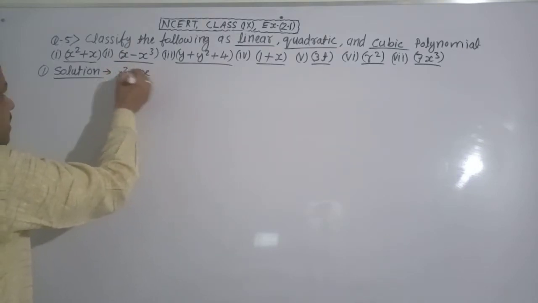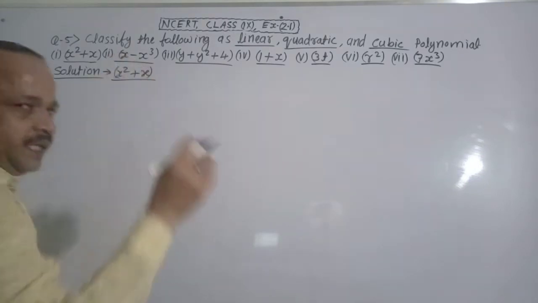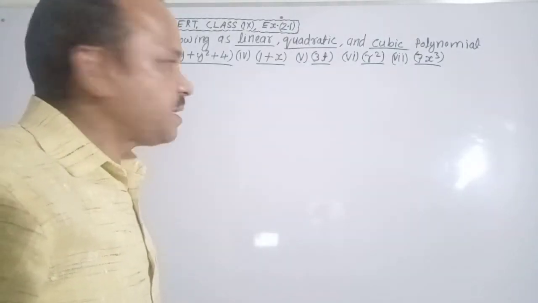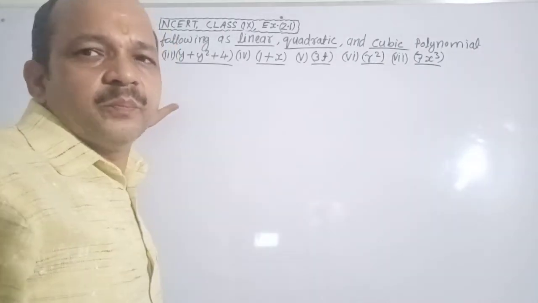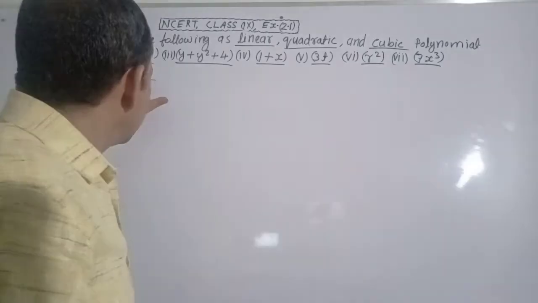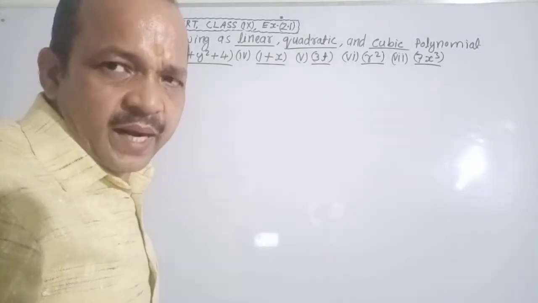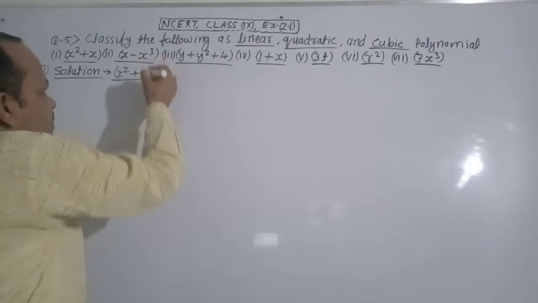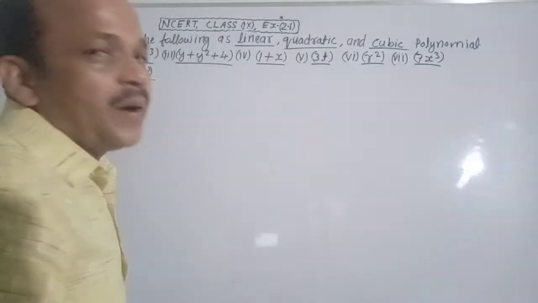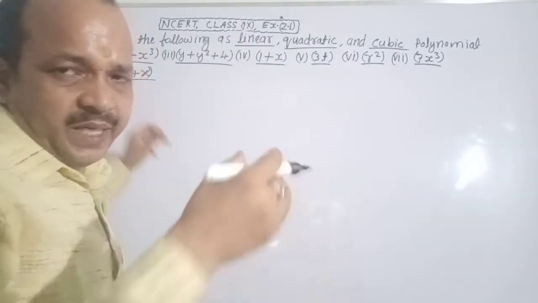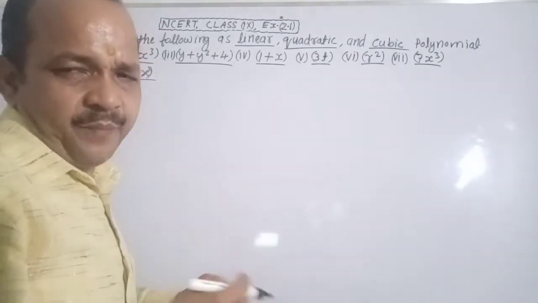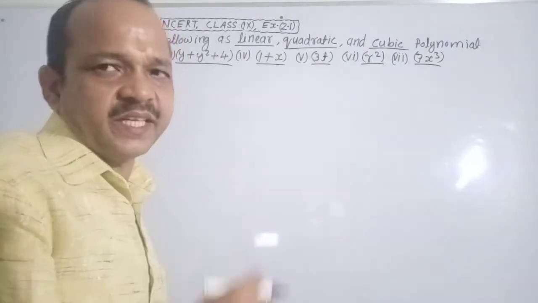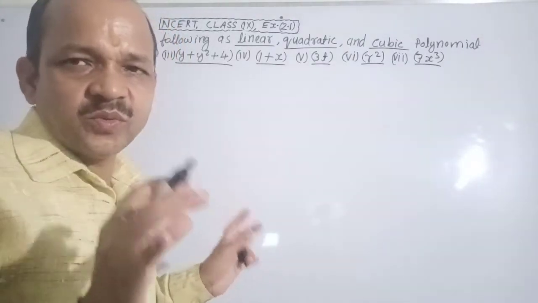X square plus x is the first question. Here plus is the operation, x is the variable. Here the power of x is 1, and here the power is 2. It means the maximum power of the polynomial is 2. Hence its degree is 2.